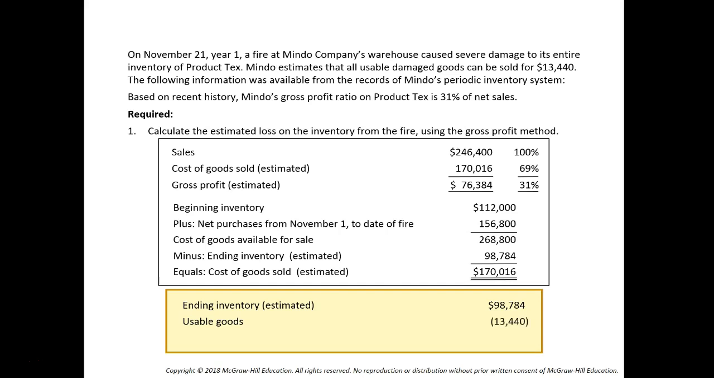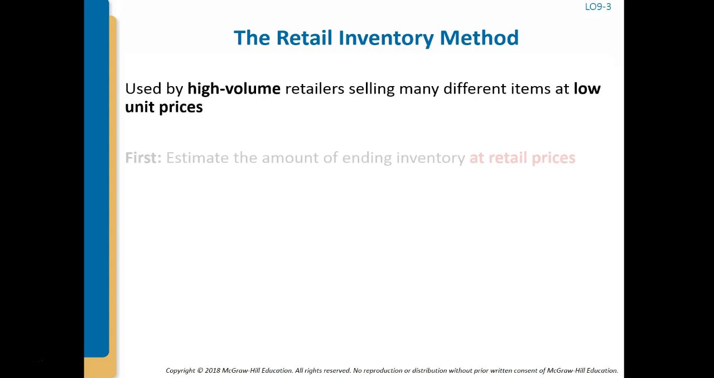So our ending inventory of $98,784, less the usable goods of $13,440, shows the loss from the fire would be $85,344.